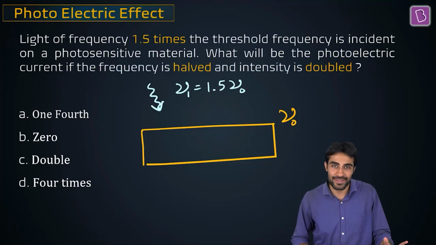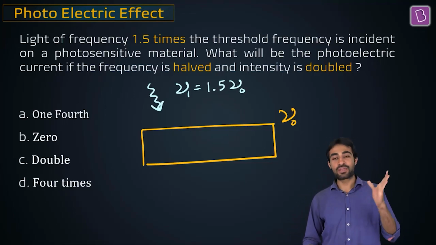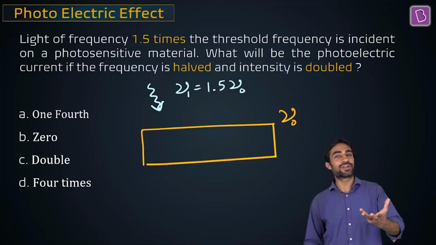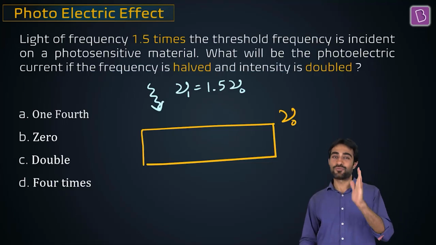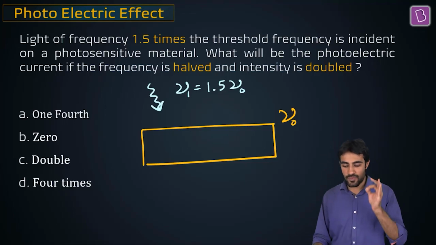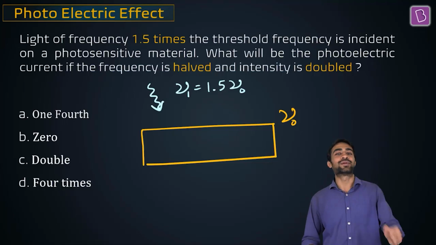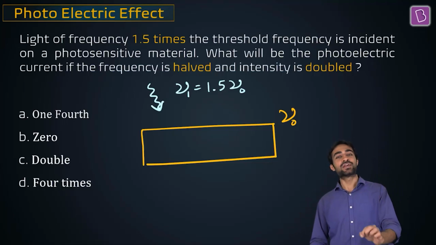What do you think will happen? Will the electrons get ejected out? Yes, they will. When the frequency is greater than mu naught, the threshold frequency, then the electrons are ejected out of the material and we see some photocurrent. The question further says, what will be the photoelectric current if the frequency is halved and the intensity is doubled?